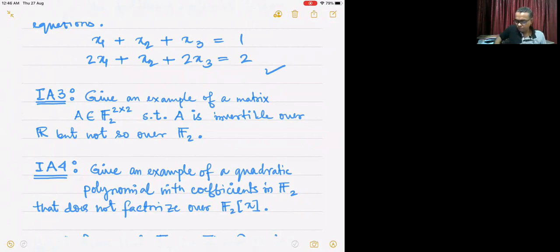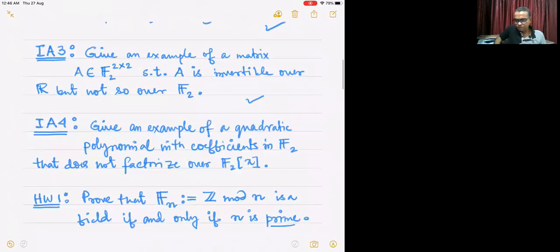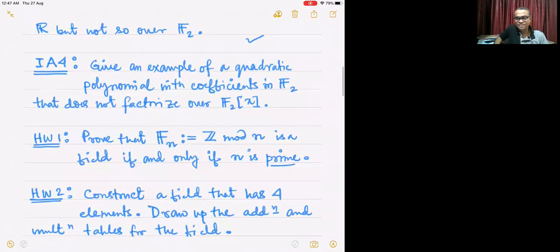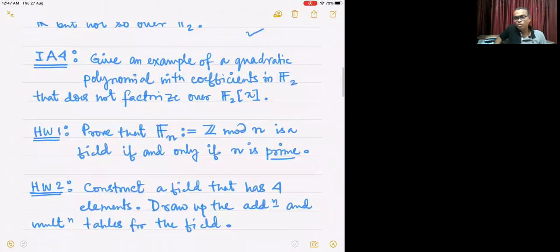Then give an example of a quadratic polynomial with coefficients in F2 that does not factorize over F2, that is, an irreducible quadratic polynomial. Then, very interesting: Fn, that is Z modulo n, is a field. Prove that this is a field if and only if n is a prime number.